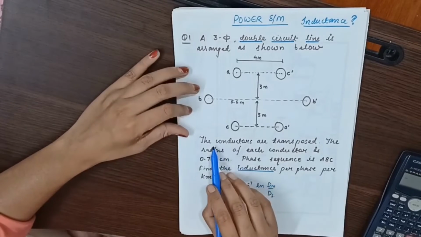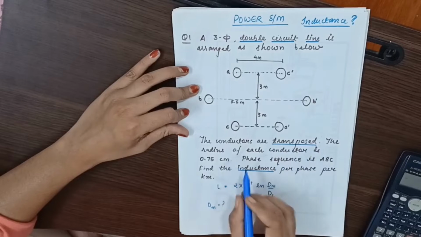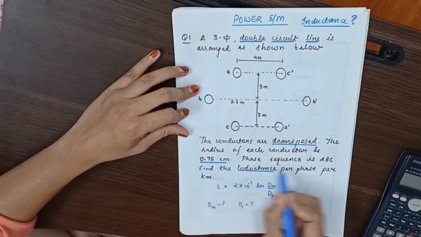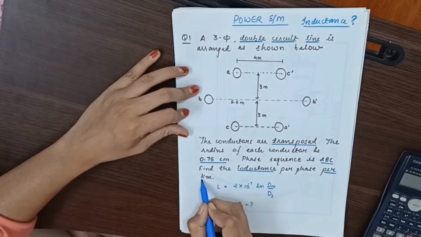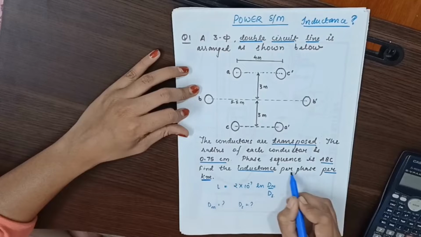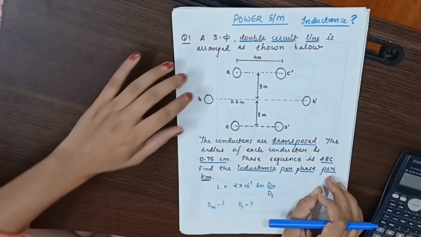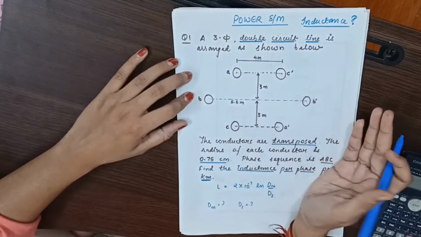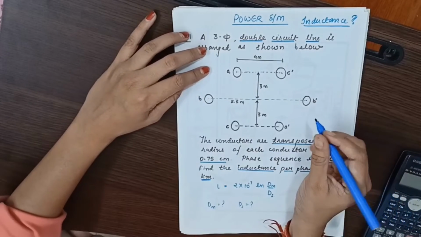It says the conductors are transposed and the radius of each conductor is 0.75 centimeter. Phase sequence is ABC, and here inductance is to be calculated per phase per kilometer. So the formula which is written here is in Henry per meter, but we have to find it per kilometer. Now let's do the basic maths first.